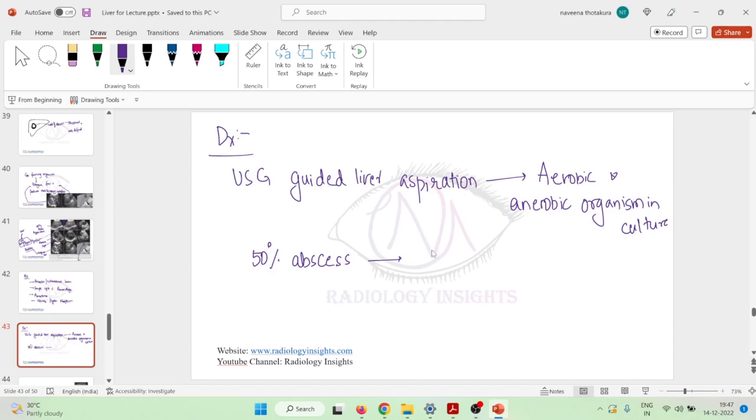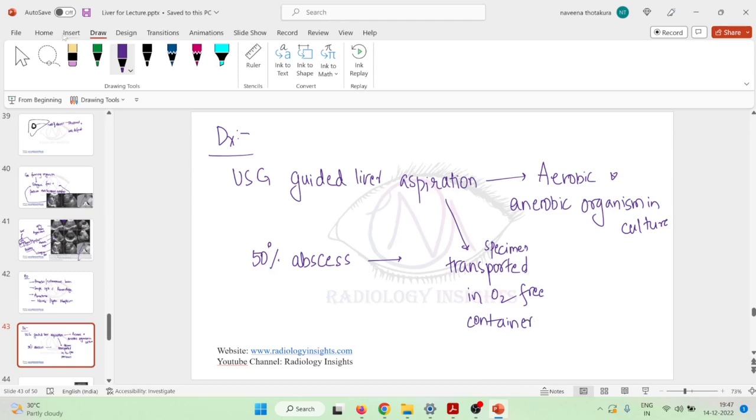So actually, mostly in the ultrasound guided aspiration we can get aerobic and anaerobic organisms, and we can identify them by culture. In 50% of cases, actually, the aspirated material, that is the specimen which is obtained through this aspiration, must be transported in an oxygen free container, because if it is in a container with oxygen, all the anaerobic organisms are dead.